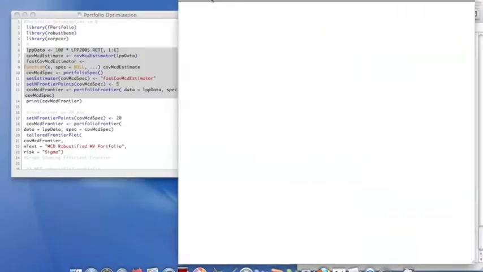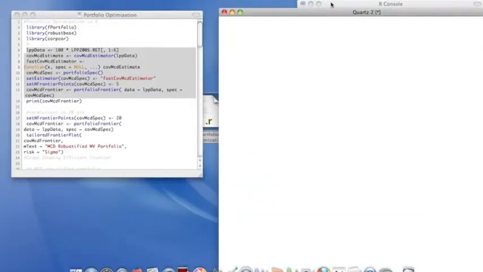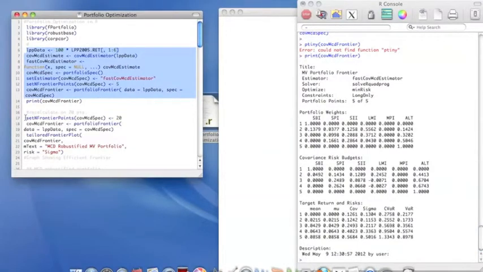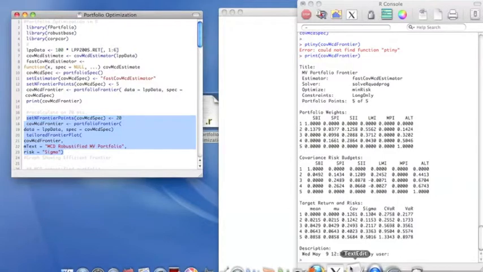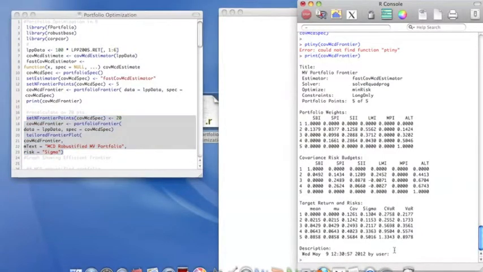And here are the different data frames of the different weights that I'll be giving to the portfolios. You have the portfolio weights in the top data frame, the covariance risk budgets of the six different stocks we'll be using in the second data frame, and the third data frame is the target return and target risks. And all of these numbers are given from our data set, which we incorporated earlier.